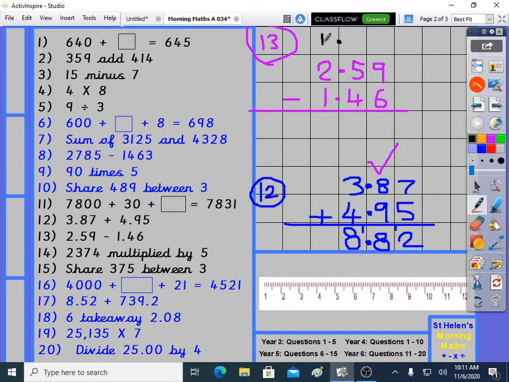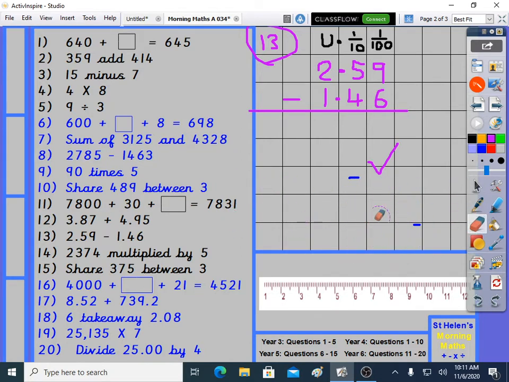The units comes before the decimal point. That's the end of the whole number. After the decimal point, it's just bits, sometimes known as fractions or decimals. After the units comes the tenths column, and after the tenths column is the hundredths column, isn't it? Hundredths are very small because you've split something into 100 equal pieces, and those pieces are very small.